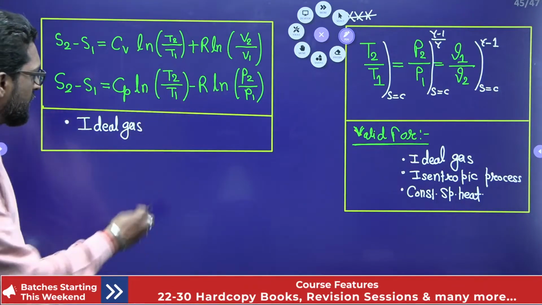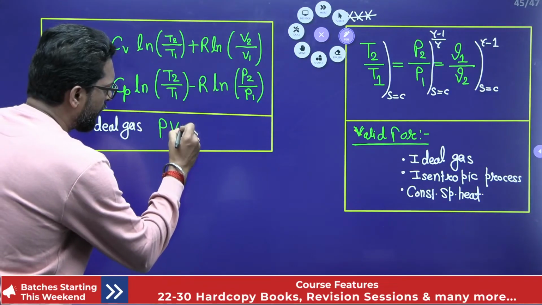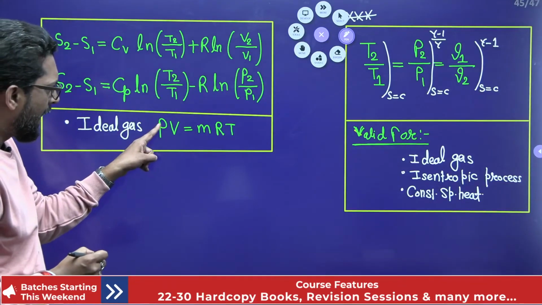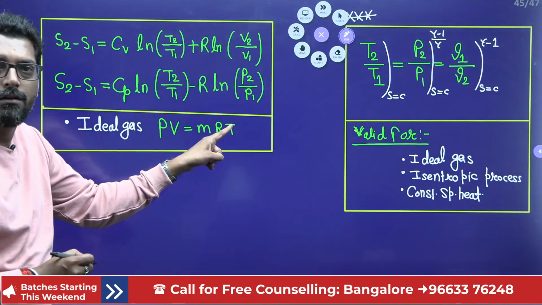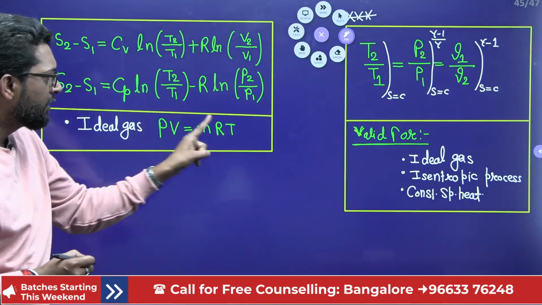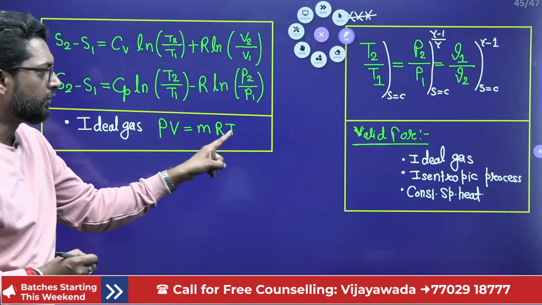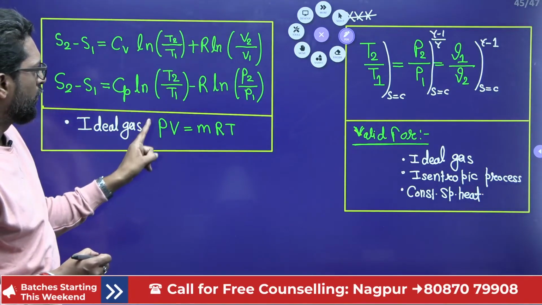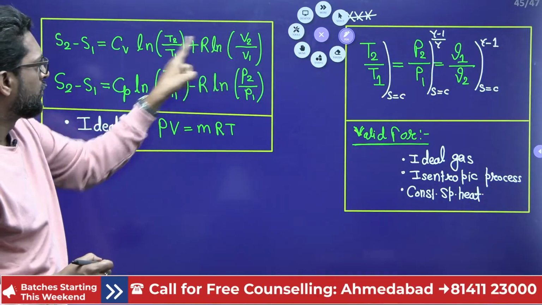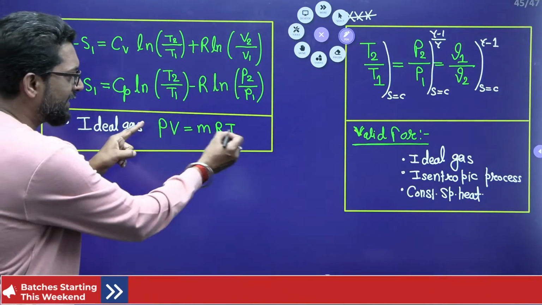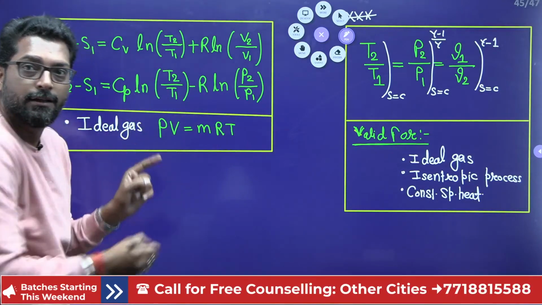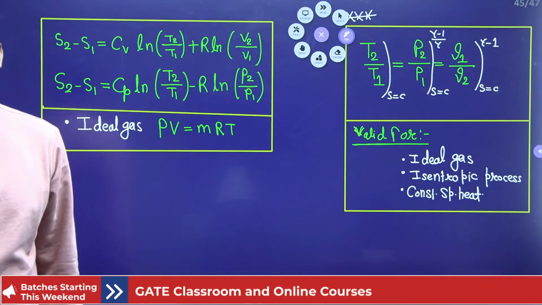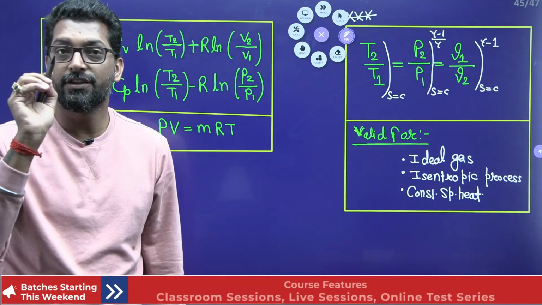See, for ideal gas, what is that? PV is equal to mRT. So P and V are both equal. That means if you write P1, write T1. If you write P2, write V2, T2. But if T2 is the same, V2 is same, so T1 same V1. So these are direct. This is the right question, Atul, this is the right question.